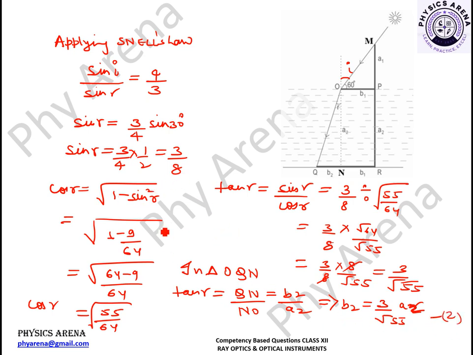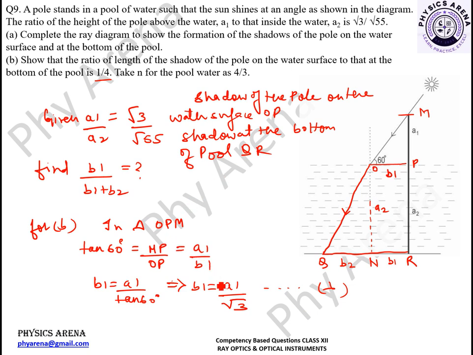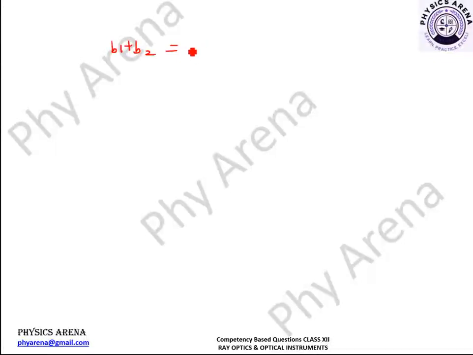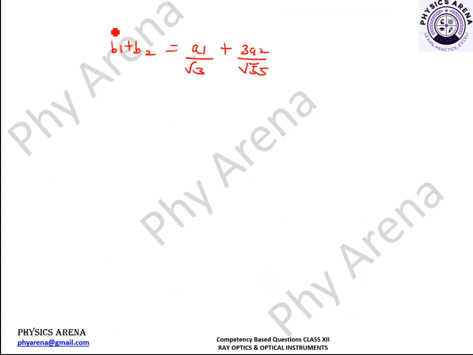So we have obtained two equations. One is the value of B1, and then we have obtained the value of B2. Now let's try to find out B1 plus B2. So B1 plus B2 can be obtained as the value of B1, it was A1 upon under root 3, plus B2, that was 3A2 upon under root 55. So I can write this B2 as 3A2 upon under root 55. I have used this value.